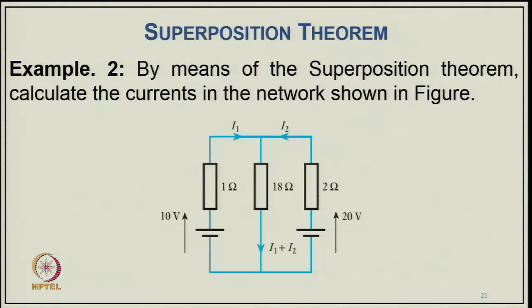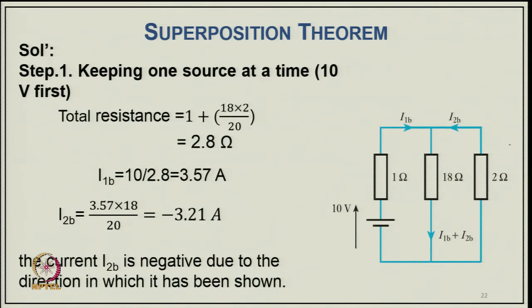Now, coming to another example: by means of the superposition theorem, calculate the current in the network shown in the figure. We have two voltage sources, one of 10 volt and one of 20 volt, and three resistances. We have to find the currents I1, I2, and I1 plus I2, the current in all three resistances. Again we go with the typical approach: first we take the first source, and the second source we short circuit, keeping one source at a time, that is 10 volt first.